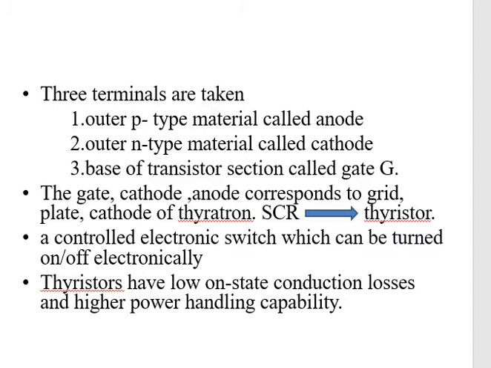Three terminals are taken, which are the outer P-type material called anode, the outer N-type material called cathode, and the base of the transistor section called gate G. The gate, cathode, and anode correspond to the grid, cathode, and plate of a thyratron. SCR is also called thyristor. SCR can be used as an electronic switch, which can be turned on or off electronically. Thyristors have low on-state conduction losses and higher power handling capabilities.